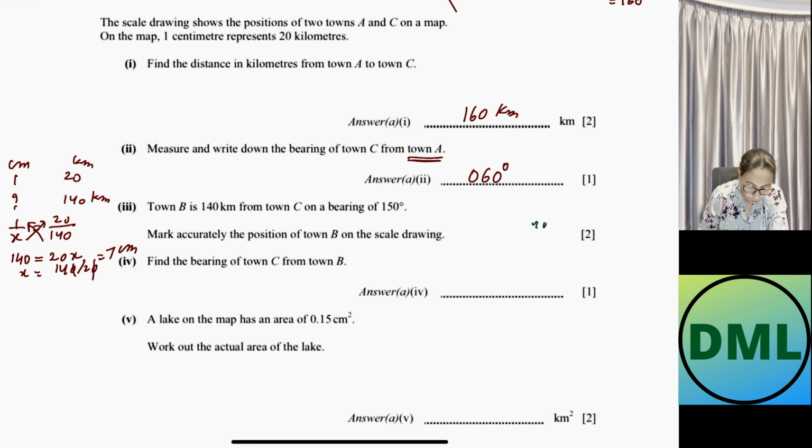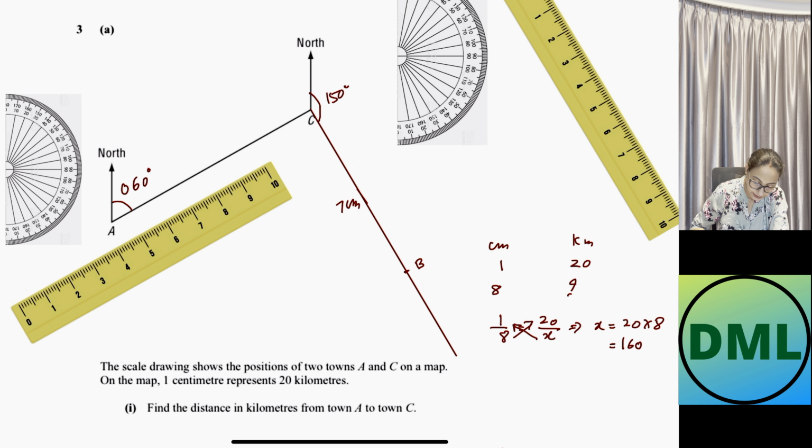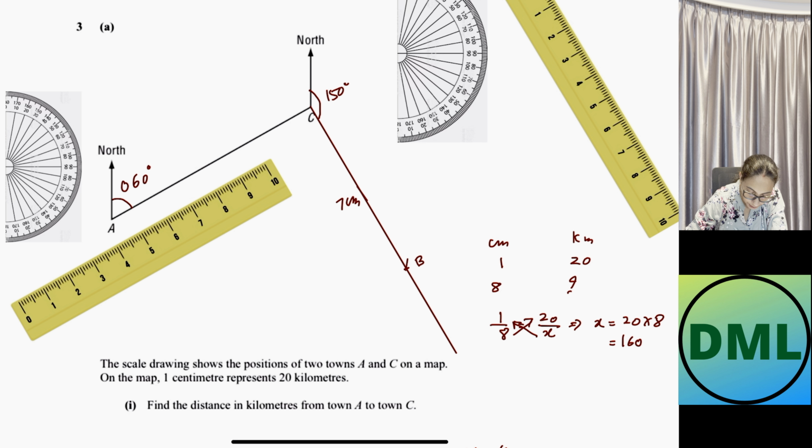Find the bearing of town C from town B. I need to calculate the bearing of town C from town B. I need to plot the north at B and then measure the bearing of town C. Let's draw it here. This is your north at B. I need to calculate this bearing. It is easy for me to calculate this if I get the answer for this part of my angle.